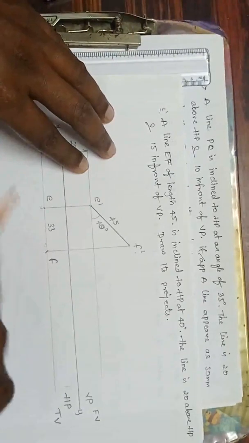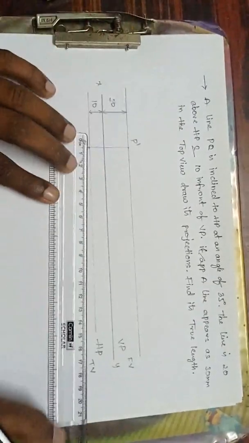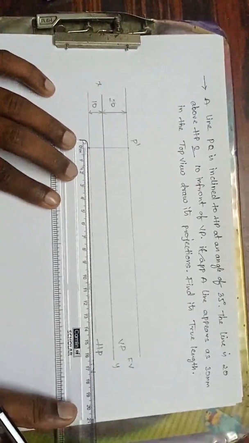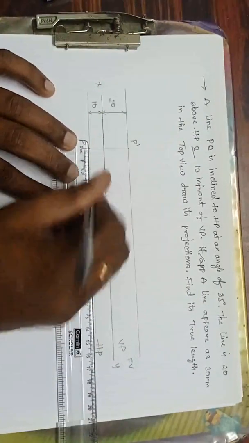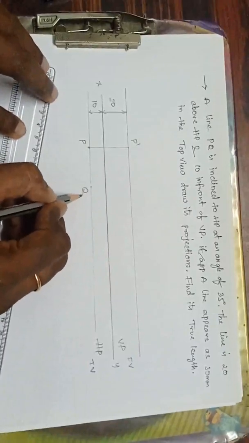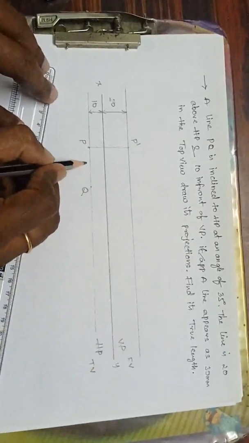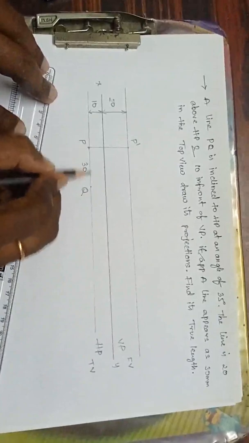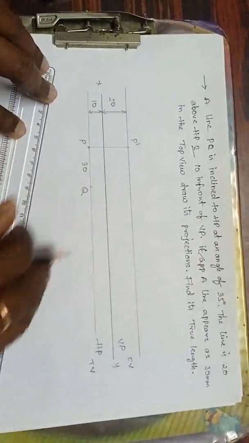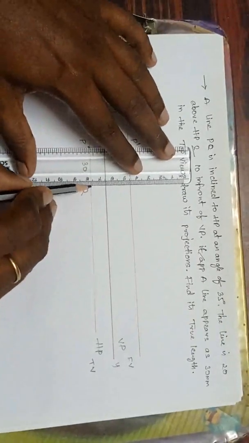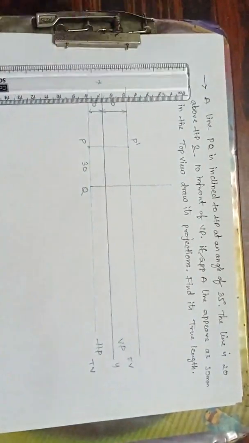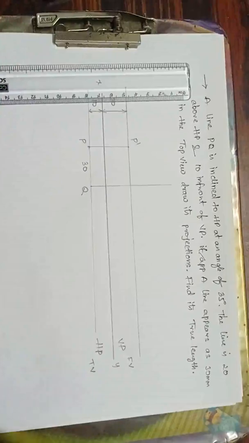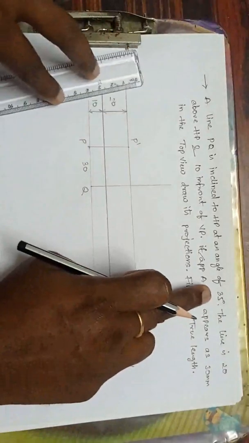Yes, he has given this 30 mm. So I can draw PQ. So what I will do? See here, I can draw PQ here. How much he has given? He has given 30 mm. So I will draw this is 30 mm. So this is PQ. So the question is reverse now. He has given the imaginary length PQ. Now what I will do? From Q I will draw the straight line. Now angle he has given. How much angle he has given? He has given it is 35 degrees.